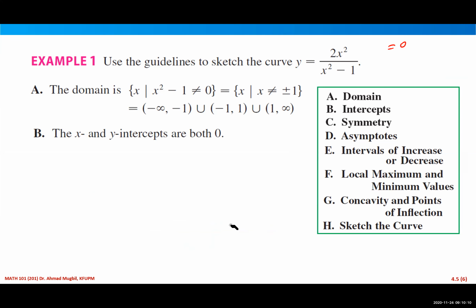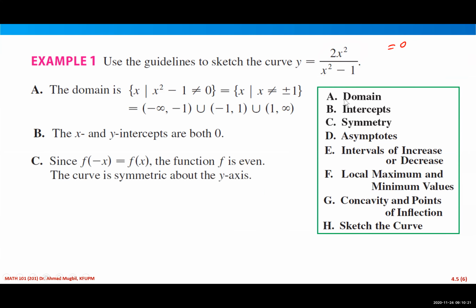Now, what else? The symmetry. What do you think? Is this function even? If we replace x by negative x, it will stay the same. So it is even. This function is even. So what do we know about that? What is the benefit of knowing that it is even? It will be symmetric about the y-axis. So if you sketch it here, let's say like this, here it will be similar to that, like this.